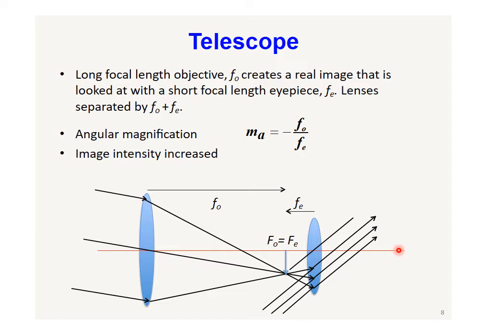The magnification is worked out by using geometry. So that gives us a magnification that is the ratio of the objective focal length and the eyepiece focal length. The negative sign indicates that the image is upside down compared to the object.